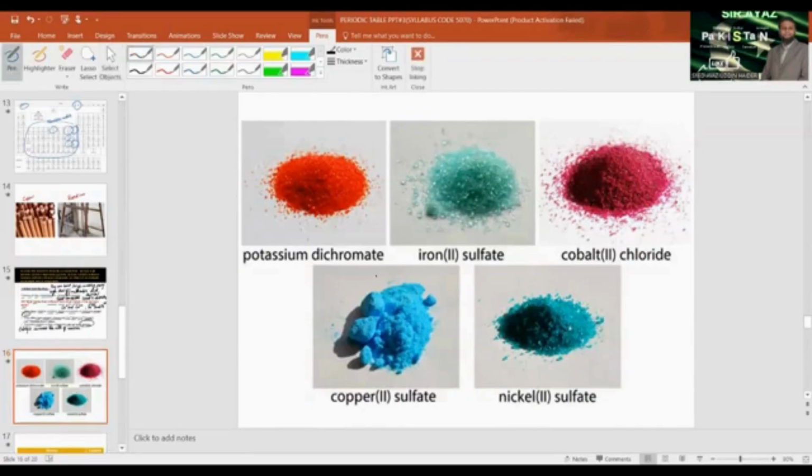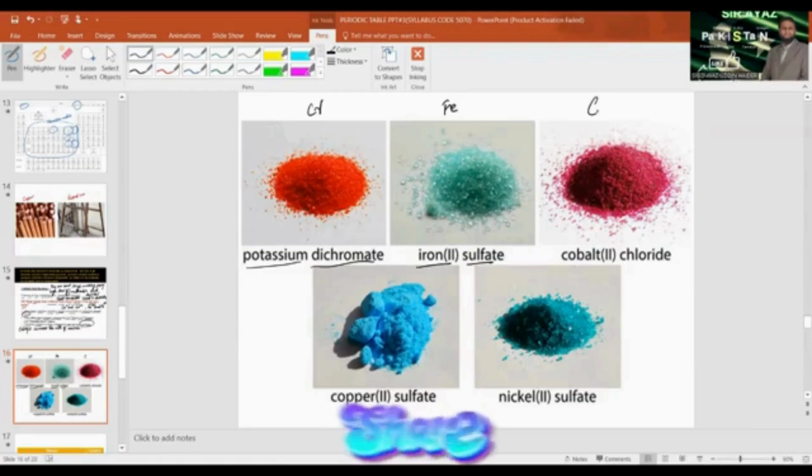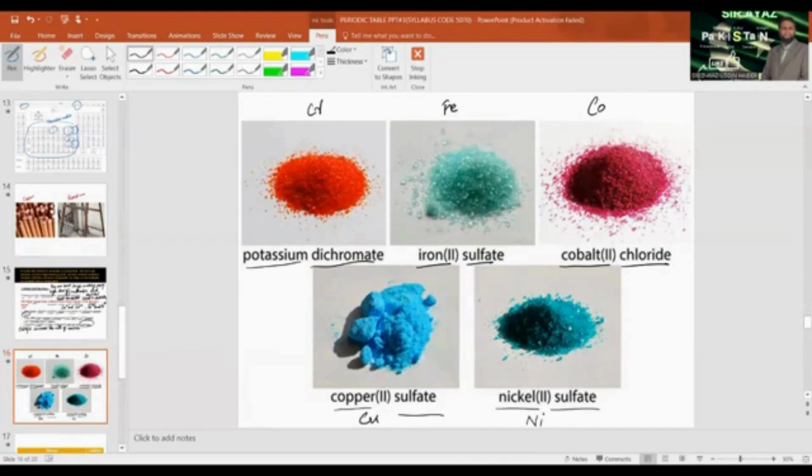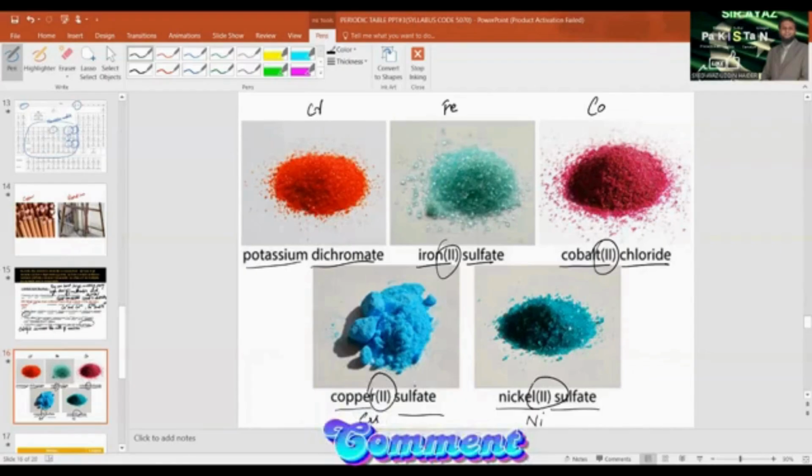For example, you have a compound of chromium. This is a chromium compound, potassium dichromate. It's an iron compound, iron 2 sulfate. It's a cobalt compound. The symbol of cobalt is Co. Cobalt 2 chloride. It's copper 2 sulfate, blue in color. It's a copper compound. You have a nickel compound, nickel 2 sulfate. You see, in all of these, except the first one, they have shown the charges on the transition metals. The reason is that they have variable valency. That's why it's very important to show the charges or valencies.